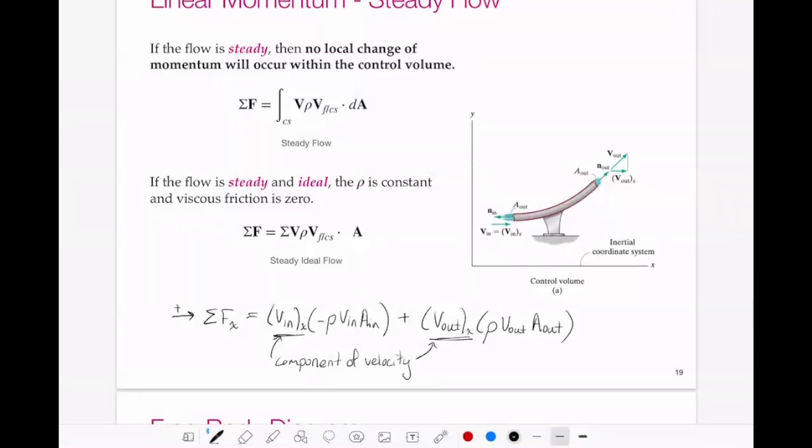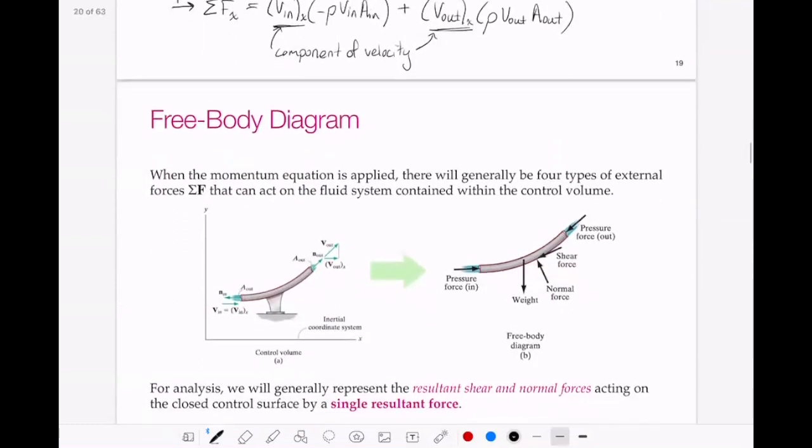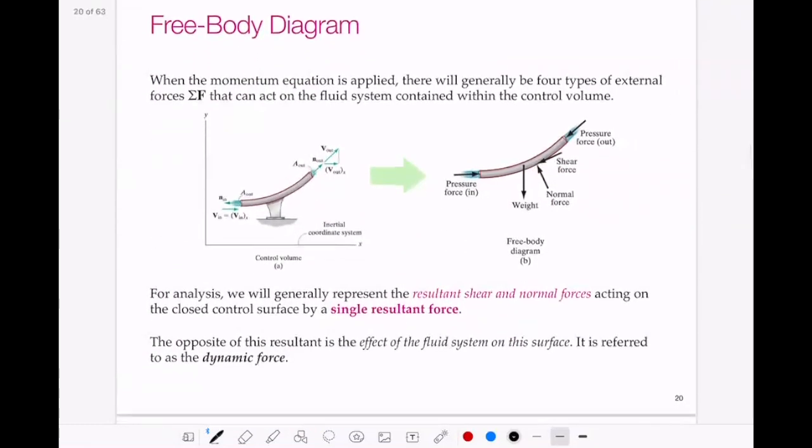So the right-hand side of the equation will be solved, and we need to look at the left-hand side. And usually what we'll be solving for is some sort of reaction force. Maybe we need to design the support for this system to withstand the forces that this section of pipe would be experiencing. So we would draw our free body diagram.